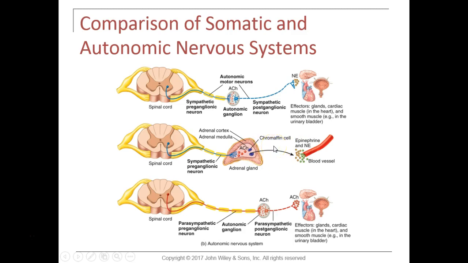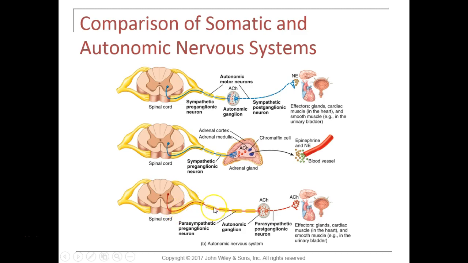So ultimately, when we have a sympathetic reflex, often referred to as a fight or flight response, it involves both the nervous system controlled reflexes as well as hormonal or endocrine reflexes, because the sympathetic nervous system causes the adrenal gland to release epinephrine and norepinephrine into the blood.